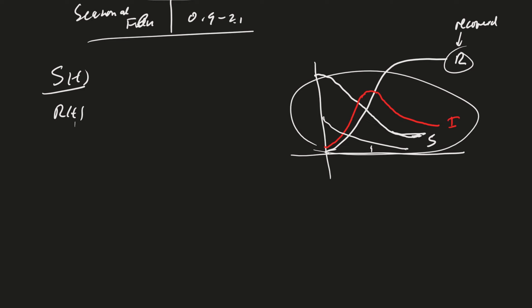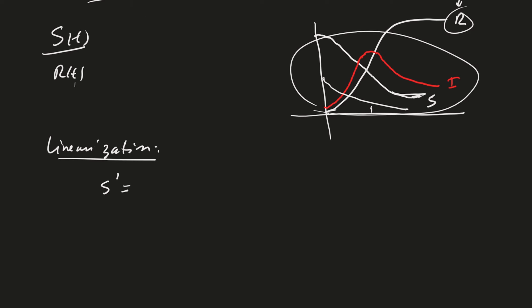And finally, I just wanted to mention the linearization. This is going to be part of the homework, but I'll just make a note. When we do the linearization, we can go ahead and use the reduced number of equations. So we're working with two equations. So if we have s prime equal to minus beta I over n times s, and I prime equals beta I over n times s minus gamma times I.